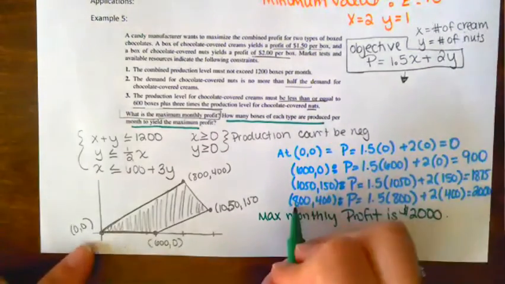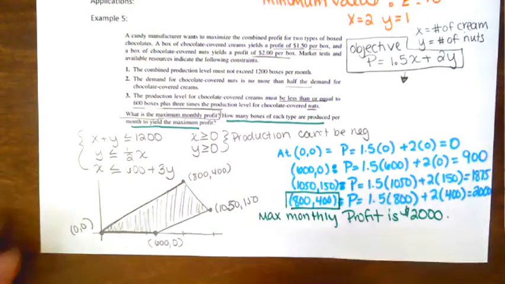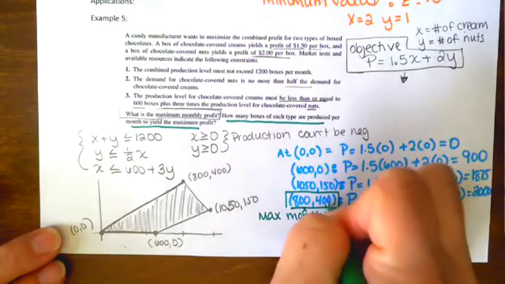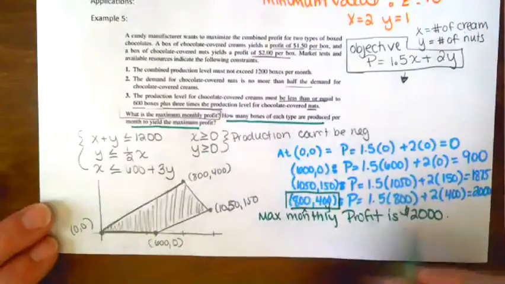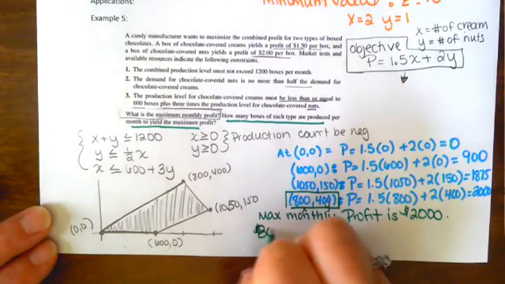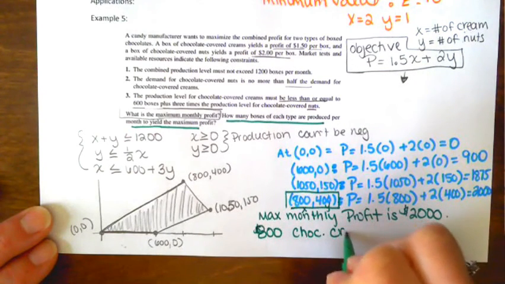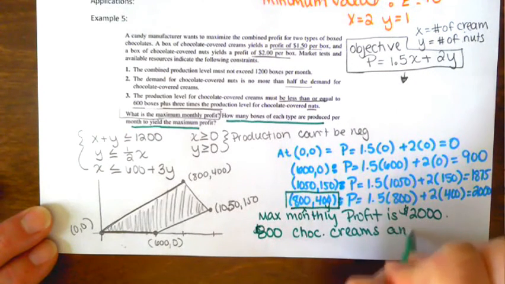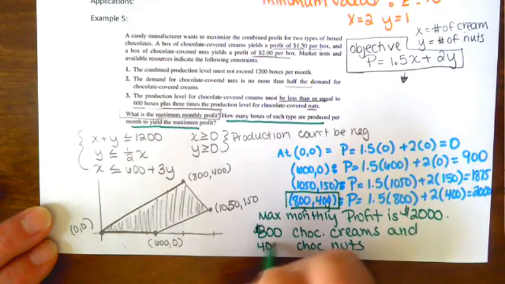Because remember, our points, this 800 and 400, they represent something. 800 represents my X, 400 represents my Y, but what does X actually represent? Boxes of chocolate covered creams. Yeah. So the monthly profit is 2,000, and that occurs when you sell 800 chocolate covered creams and how many nuts? 400. There you go.